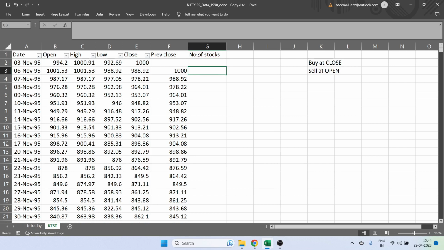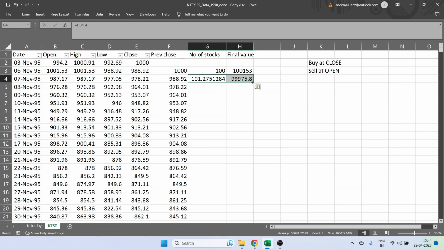So all I have to do is 1 lakh divided by this previous close. So I will have around 100 stocks, exactly 100 stocks. And today morning, this is previous close, and today morning the price is 1001.53. So my final value now is 100 multiplied by 1001.53, and you can see I made a small profit. Again, the next day my value is this divided by the previous close, and again I will be multiplying the number of stocks with the opening price, and it has gone down a little bit because the market opened lower.